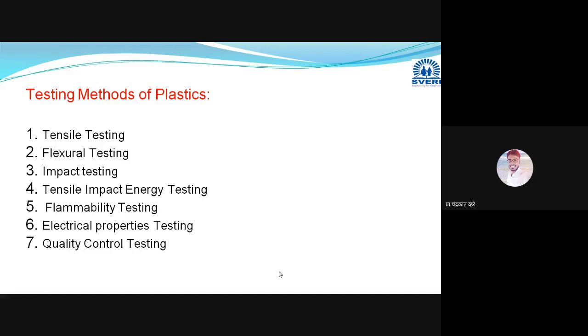In tensile testing, we are going to check the tensile stress. Let me raise one concept to you. You know the words tensile stress and tensile load. Some students have confusion between tensile stress and tensile load. Some students imagine both are the same. No, both are not the same. I will give an example.